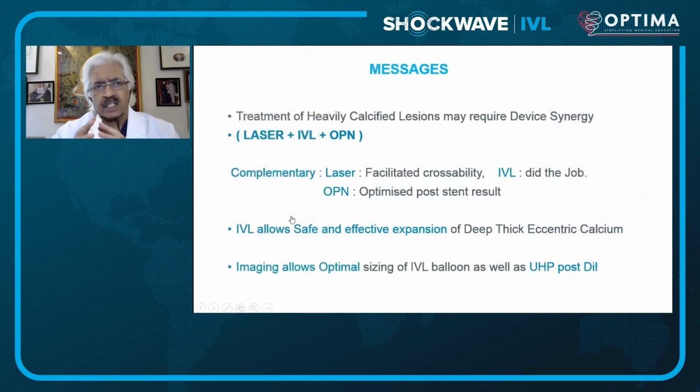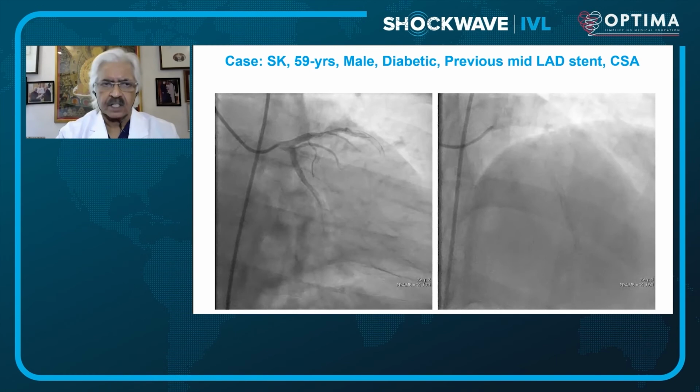So this case tells us about the device synergy, laser plus IVL plus OPN, where laser facilitated the crossability, IVL did the real job, and the OPN optimized the stent implantation with ultra-high pressures. We understood that IVL allows safe and effective expansion, but we do need imaging to size our IVLs and for ultra-high pressure post-dilatation with safety.